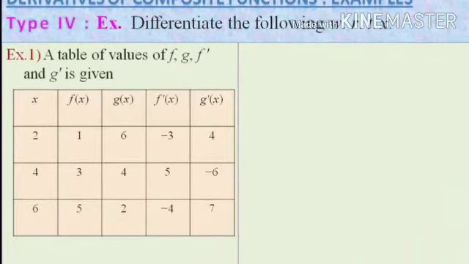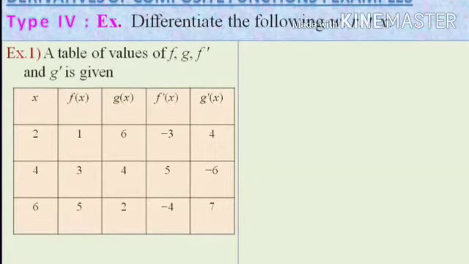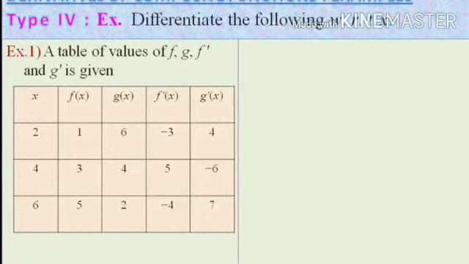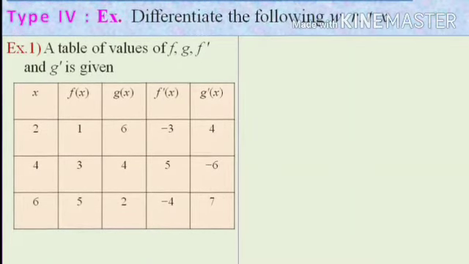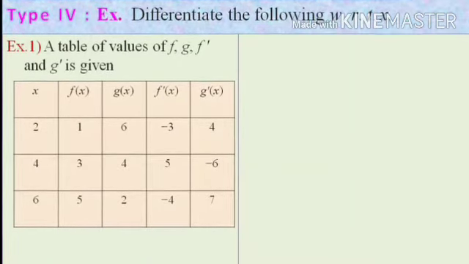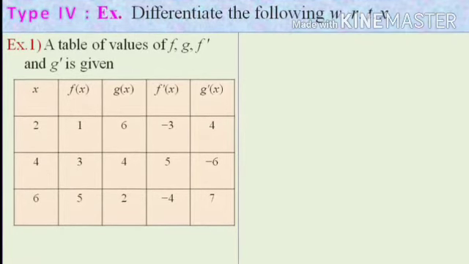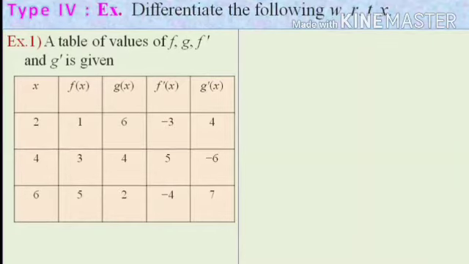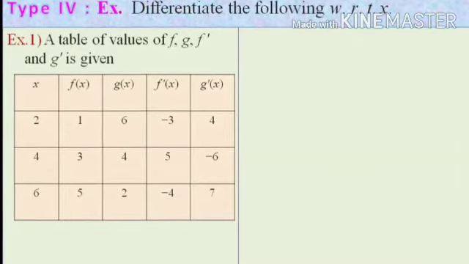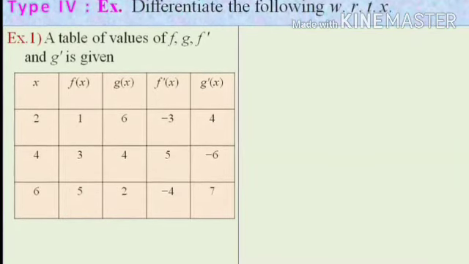The values of f of x: when x equals 2, f of 2 equals 1, f of 4 equals 3, and f of 6 equals 5. Similarly, g of 2 has the value 6, g of 4 has the value 4 and g of 6 has the value 2.